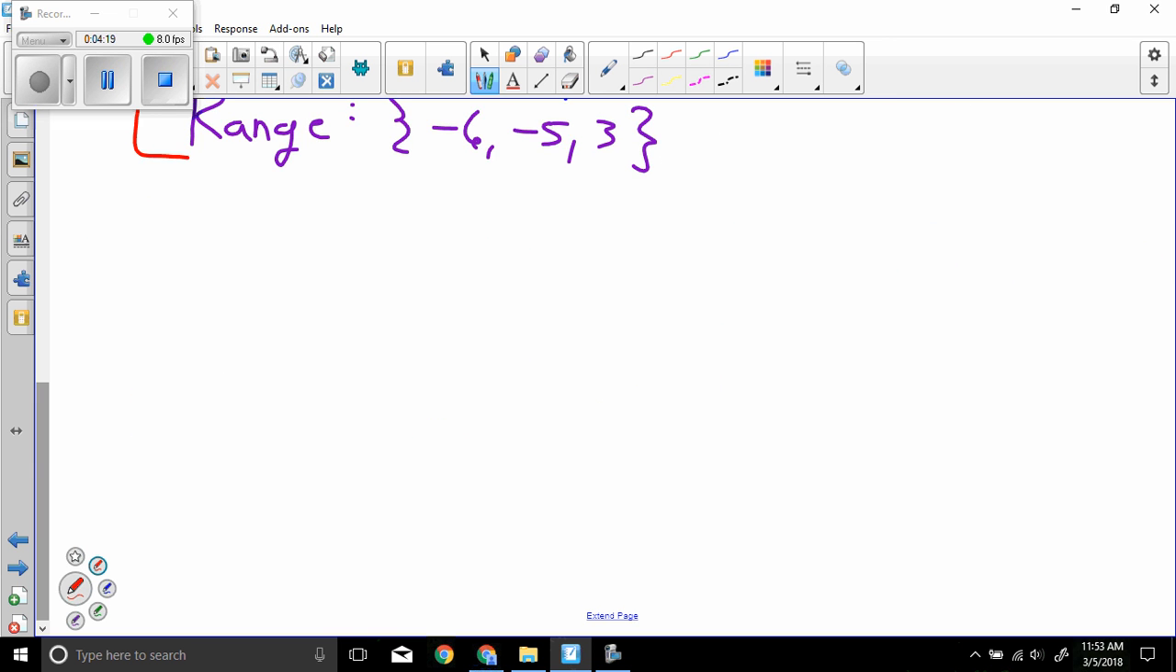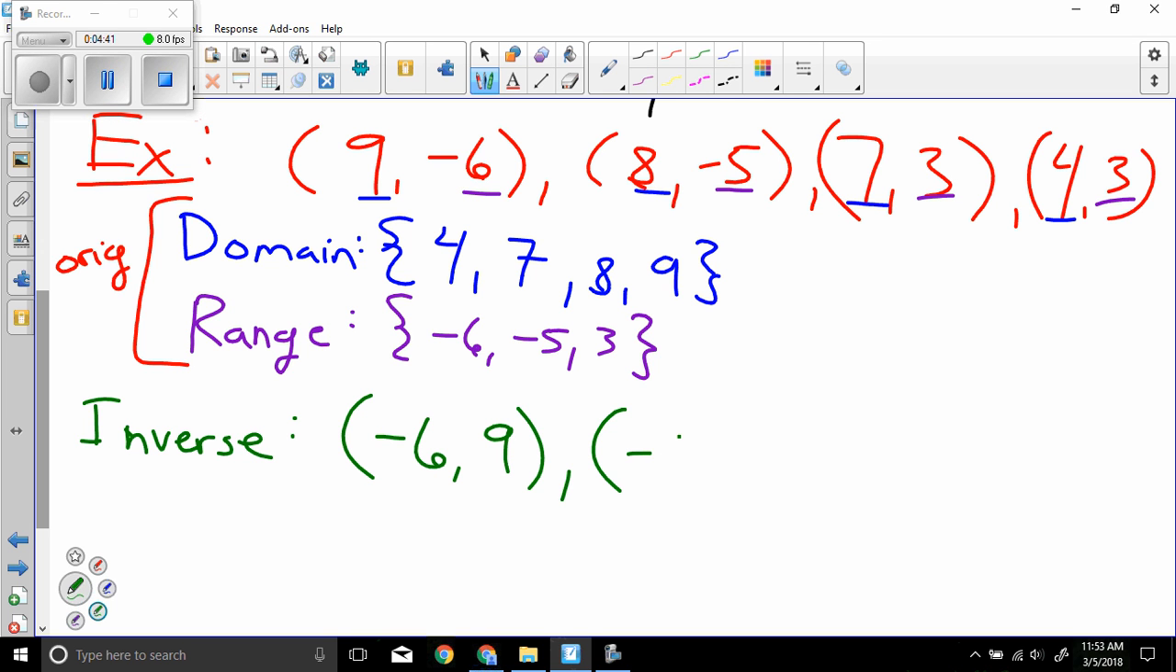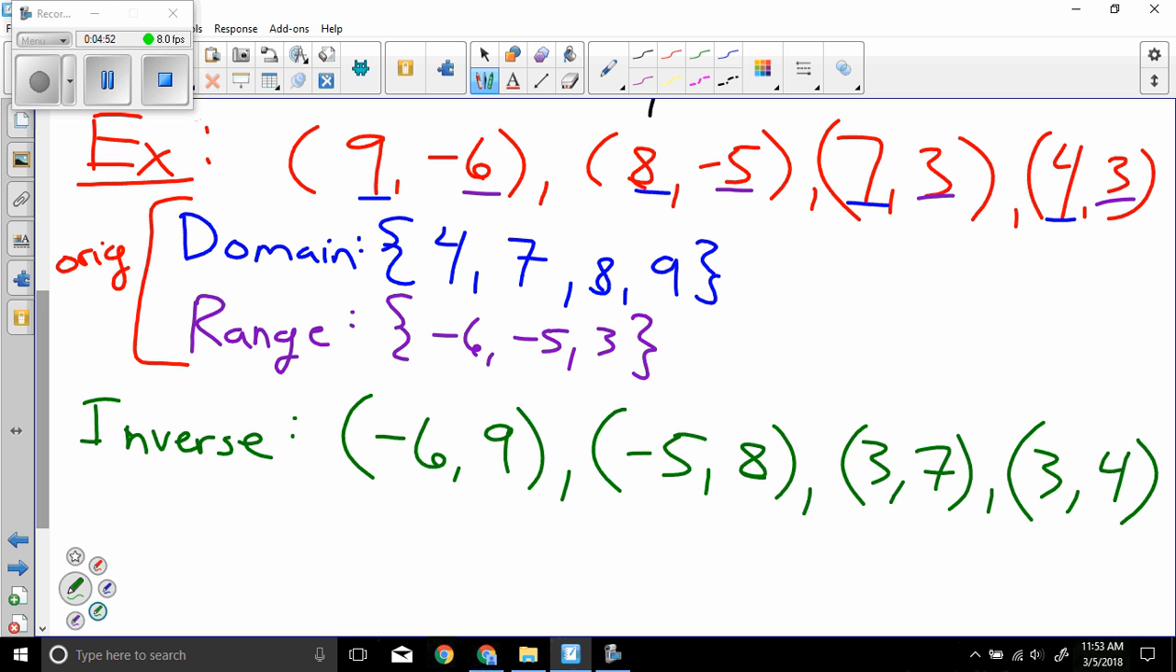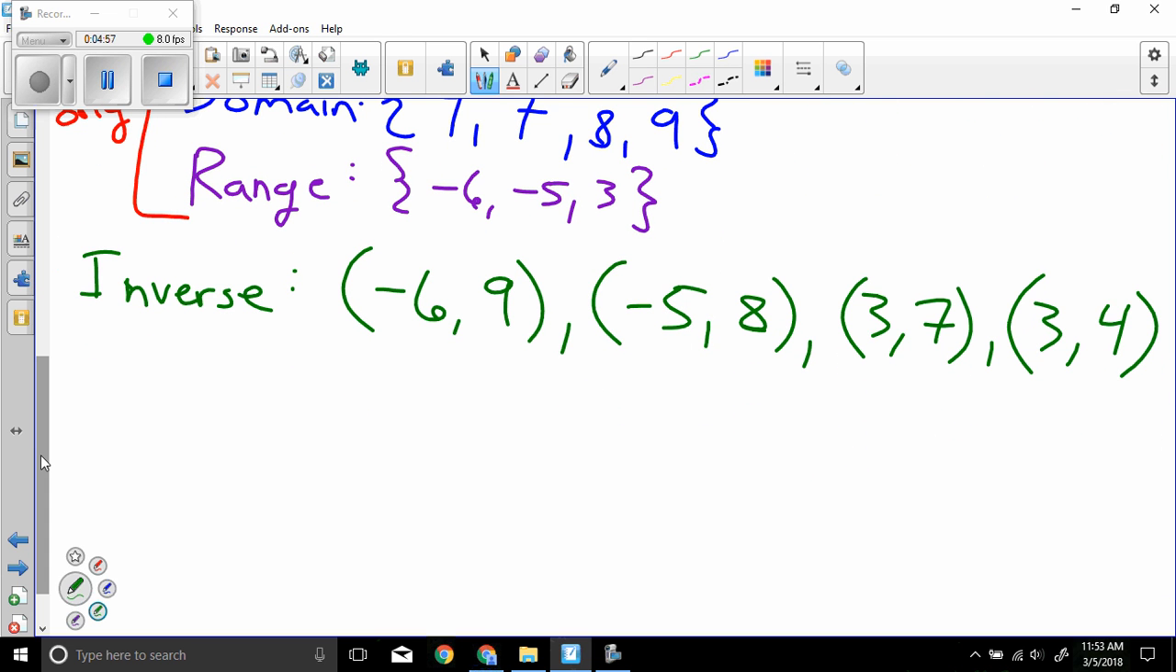Now let's see if we can create the inverse. I look at (9, -6). The inverse of that, I'm supposed to swap the x and the y, so this is (-6, 9). Next point, (8, -5), that'll become (-5, 8). (7, 3), that's got to be (3, 7). And (4, 3), well, now that's (3, 4). This is the inverse of that original.